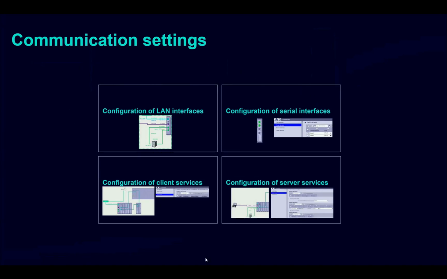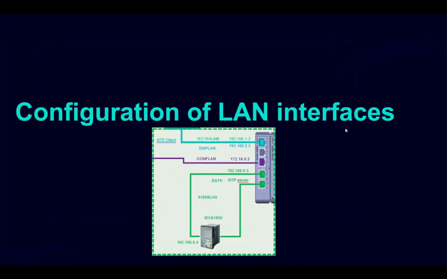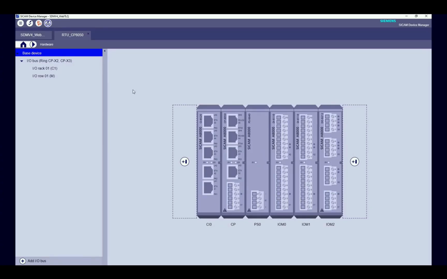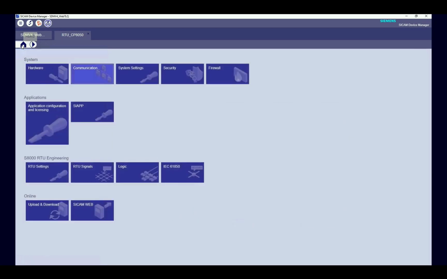In the communication settings of the RTU, basically, we have also different parts. So let's start with the configuration of the LAN interfaces. We will have a LAN for configuration. We will have a LAN for 61850 communication. We will have a LAN for IEC 104 communication, and we will have a LAN for the MP3 communication. So to go to the communication settings, we go back home in the SICAM Device Manager, and we go to the communication box.